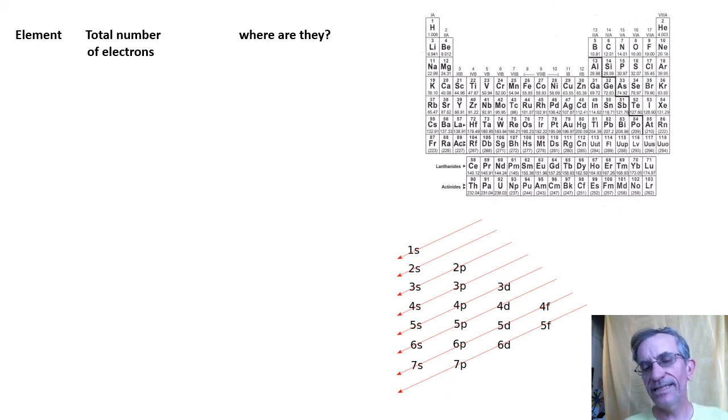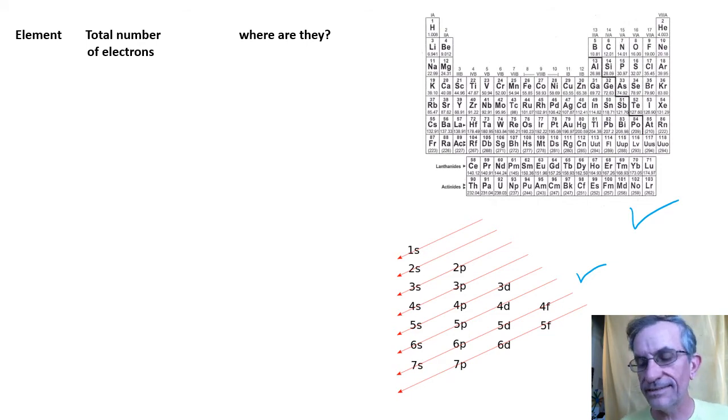So there are going to be two things that help us with that. One is our periodic table, so having a periodic table is going to help us. And then the other thing we have is this diagram right here. Again, this is sometimes called the diagonal rule. It tells us the order these shells are going to fill up.